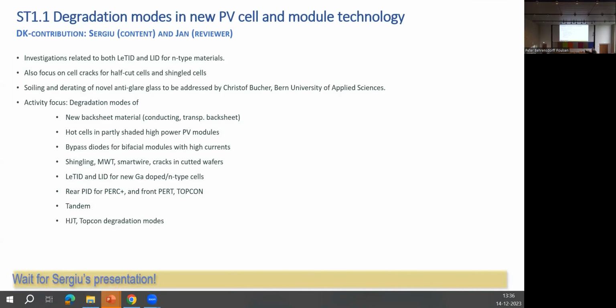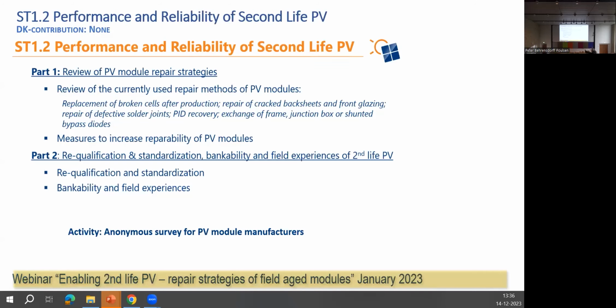The first subtask is about degradation modes in new PV cells and modules. And there we have a strong Danish participation by Sergio, and he will bring you through the details of this subtask a little later. So I will skip this slide.